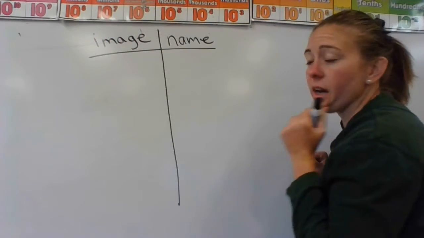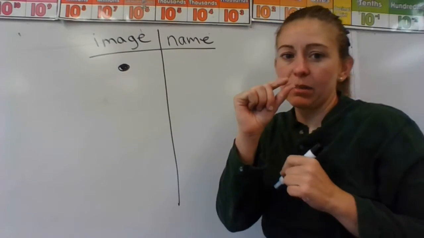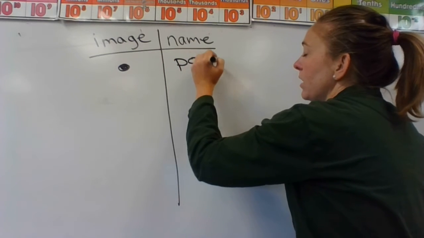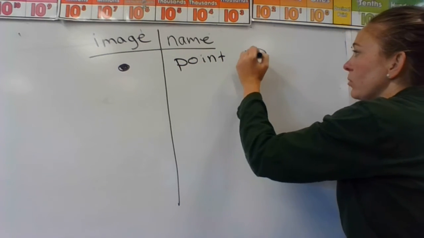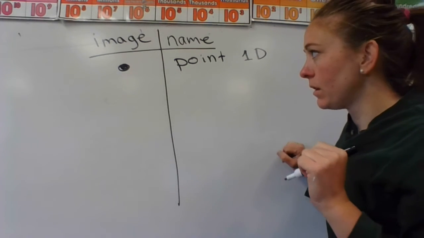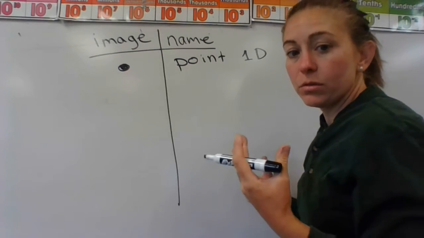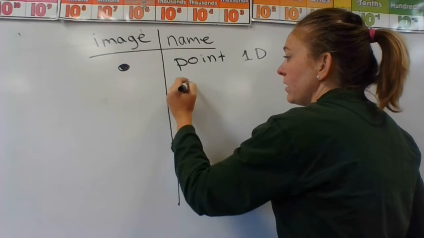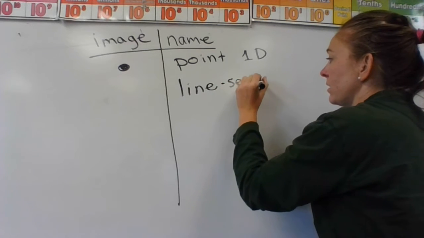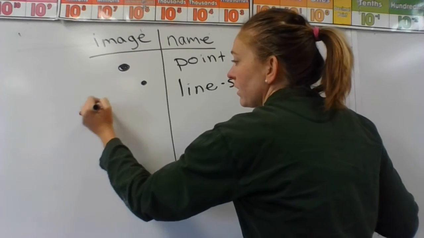So the first one we've got is a point, and that's just a point in space. It doesn't have to be this big. It could be a tiny speck, or it could be really big, but that is a point. It is the only one-dimensional, I'll put 1D for short, thing that we have. After we have a point, when we have 2 points connected with a line, then you start getting into two-dimensional objects. So a line segment would be 2 points connected.